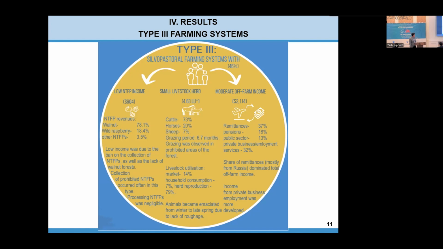Type three is the biggest cluster. We classify this farm type as silvopastoral farming systems with low NTFP income, small livestock herd, and moderate off-farm income. The farmers in this cluster were mainly from Padişata and Karasu villages. They had the lowest NTFP income because of the dam and the protected area status of the forests. So they were allowed and not allowed to collect some NTFPs.